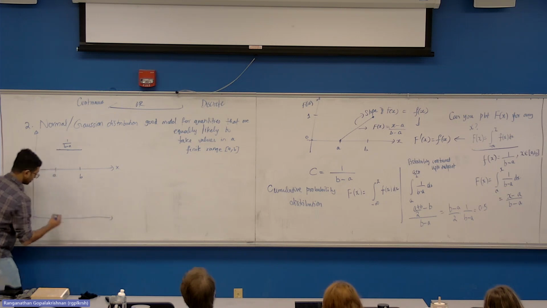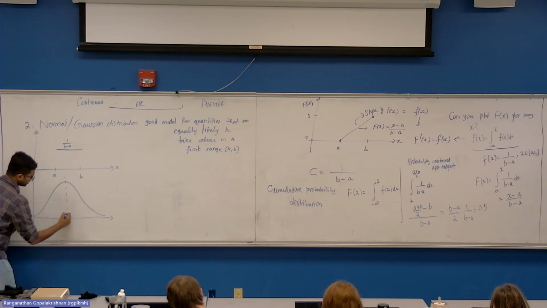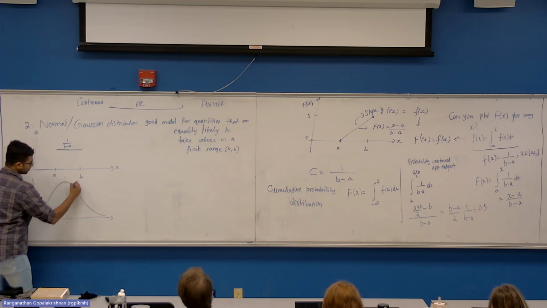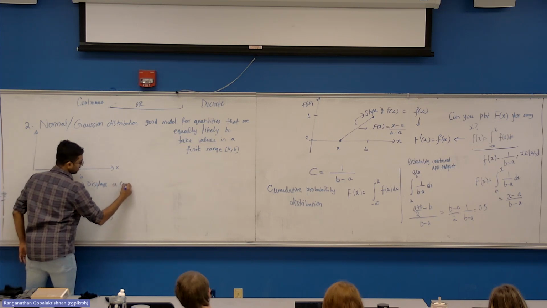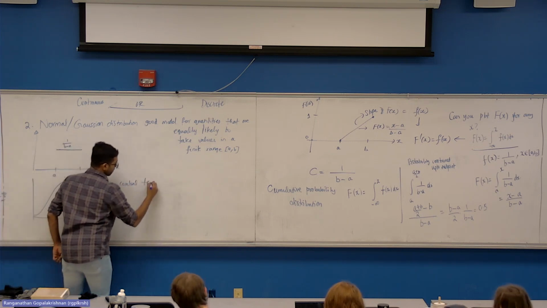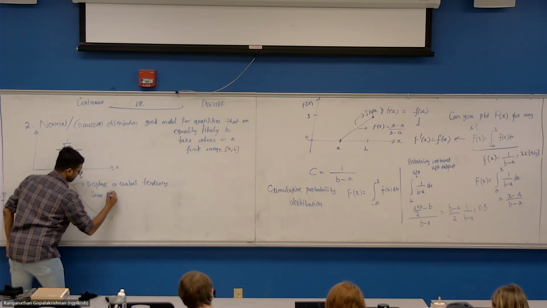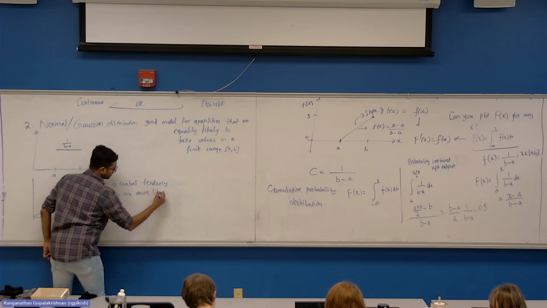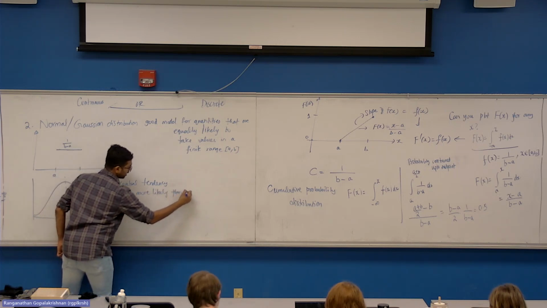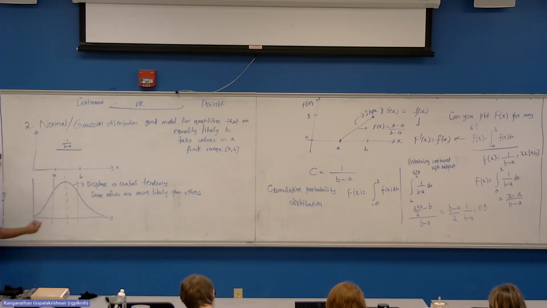The normal distribution displays a central tendency, where some values are more likely than others. Some occur more frequently, some occur less frequently.